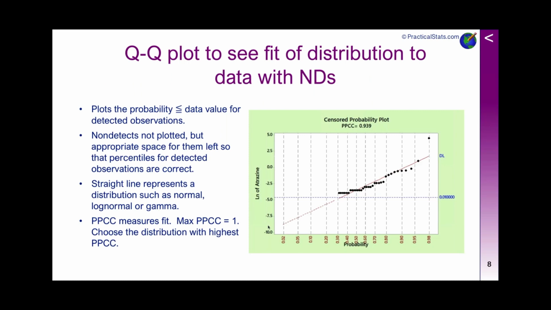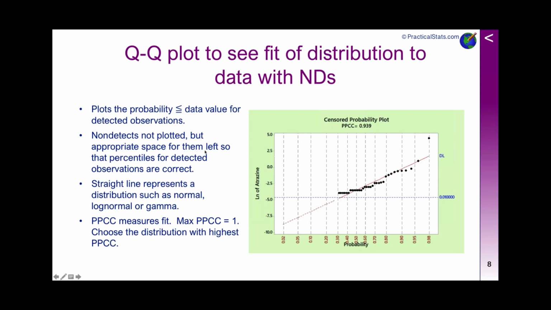So this is an example of a QQ plot, also called a probability plot, and it plots the probability of being less than or equal to the data value for an observation. And so what we have here is the value for the observation, or in this case its logarithm, on the y-axis, and on the x-axis is the probability of getting at that value or something less than that value. So this is the percentile. The x-axis is the percentile for that value.